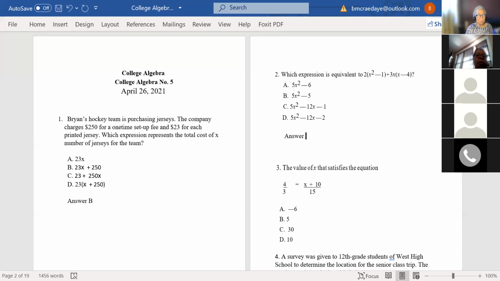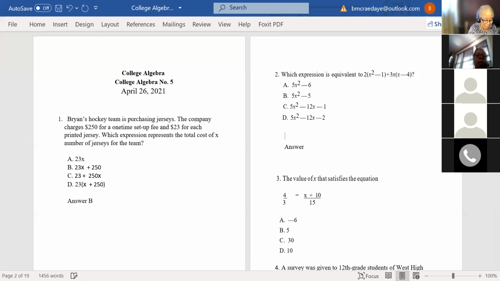C. Audrey, you said C. Latoya, what did you say? I said B. Wait, no, not B. A, I said. Wait a minute. When I work it out, I get A. Let's see what kind of multiplication you're doing there.